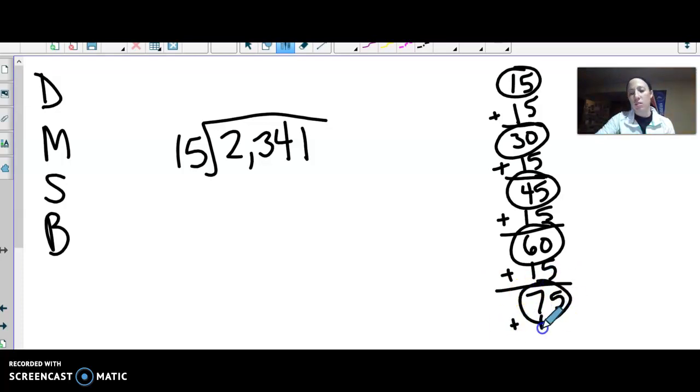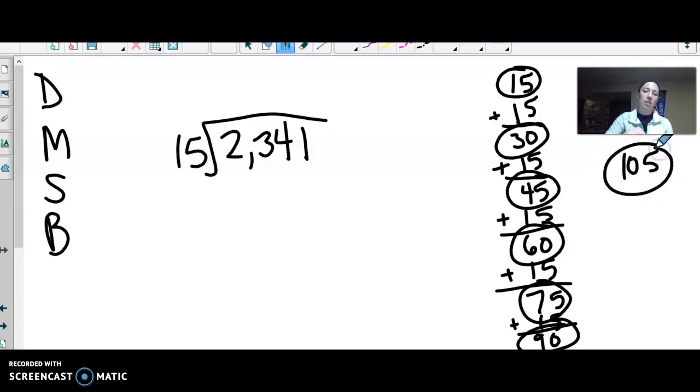75. Or you can sort of do this as you go. That would make 105 the next one, etc. So, we'll do it this way. I'll show you on the next one a different option.